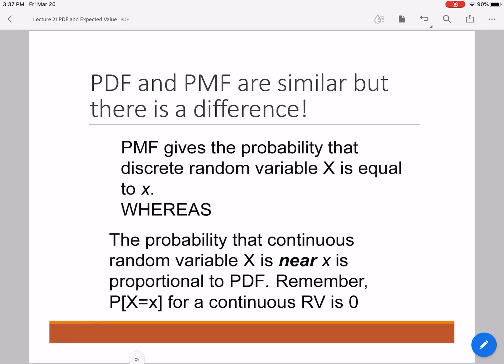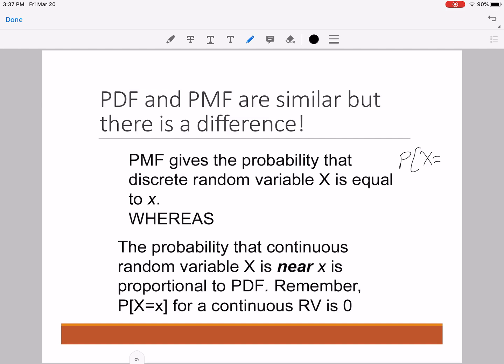Now, it's not uncommon for us to draw a parallel between the concepts of discrete random variables and the concepts of continuous random variables. When we discuss discrete random variables, we focus on the probability mass function, which gives you the probability that capital X is equal to small x. For continuous random variables, this item is equal to 0. It is 0 for continuous and non-zero for discrete.